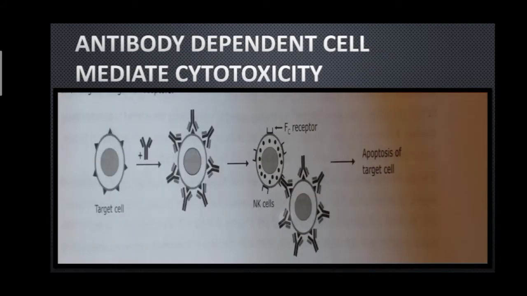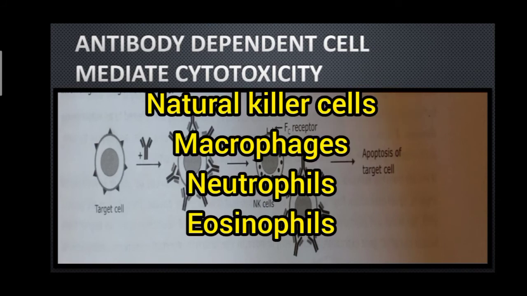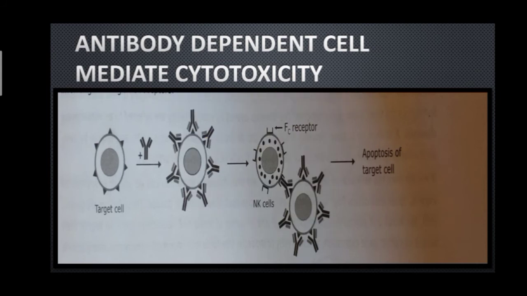And in the case of antibody dependent cell mediated cytotoxicity, which is ADCC, Fc receptors expressed on many cell types are used. Those are natural killer cells, macrophages, neutrophils and eosinophils, as a means of bringing these cells into contact with antibody coated target cells.